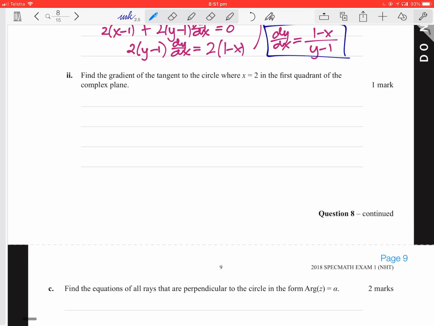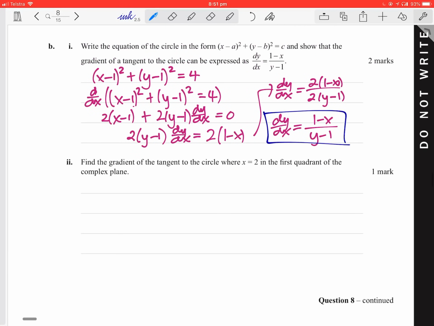Okay. Find the gradient of the tangent of the circle where x equals 2. Now we've got what x is, but we need to find out what y is. So, x equals 2. That gives me 2 minus 1, 1. So I get y minus 1 squared is equal to 3. Therefore, y is equal to 1 plus or minus root 3. Y in first quadrant.